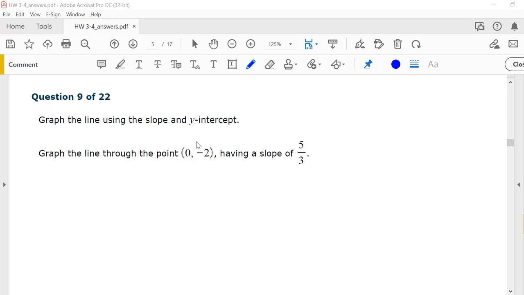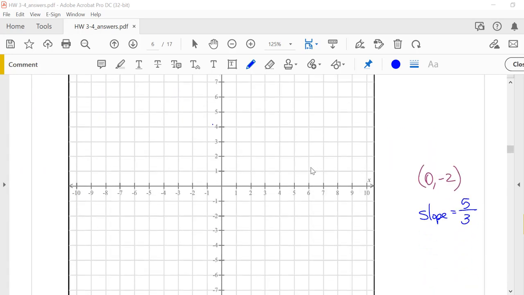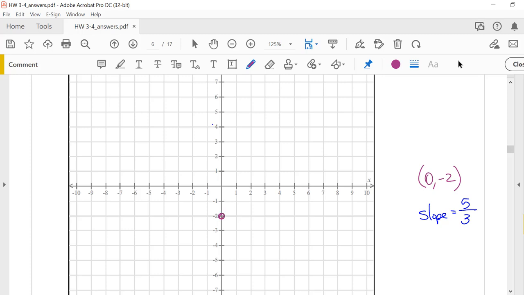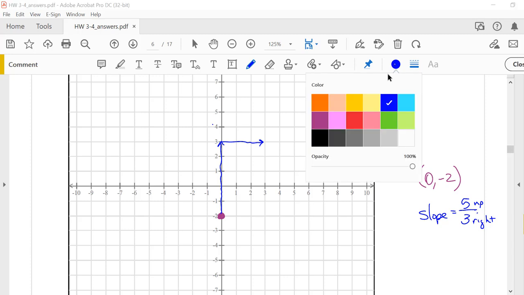The y-intercept is 0, -2, and has a slope of 5/3. Okay, let's go plot 0, -2 first. 0, -2, there's my y-intercept. My slope is 5/3, it's positive, 5 over 3, so I'm going to go up 5 and right 3. So up 5 and then right 3. Here's my second point.